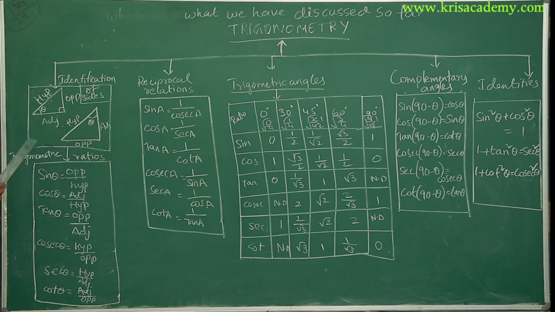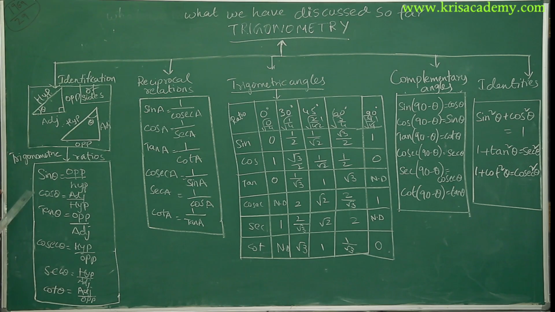After sides, we have 6 trigonometric ratios. Very important, 6 trigonometric ratios. First is sin theta, opposite by hypotenuse. Cosine, short form cos theta, is equal to adjacent by hypotenuse. Tan is tangent: tangent theta is opposite by adjacent. Cosecant, written as cosec theta, is equal to hypotenuse by opposite. Secant, written as sec theta, is equal to hypotenuse by adjacent. Cotangent, written as cot theta, is equal to adjacent by opposite.